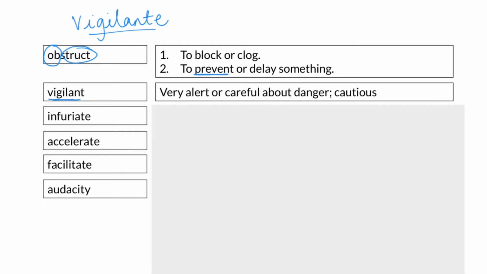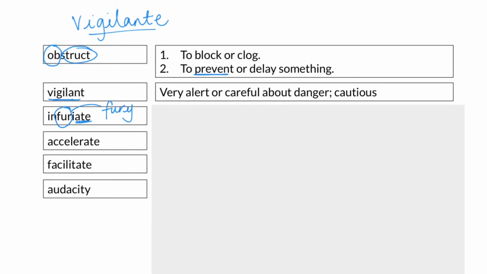Now, if you can guess the base word here, that will give you a big clue as to what infuriate means. Did you spot it? So the base word here is fury. Now, fury is anger, great anger. So what does it mean if you infuriate someone? Now, the suffix ate can change a word into a verb. For example, if you liquidate something, then you change it into a liquid form.